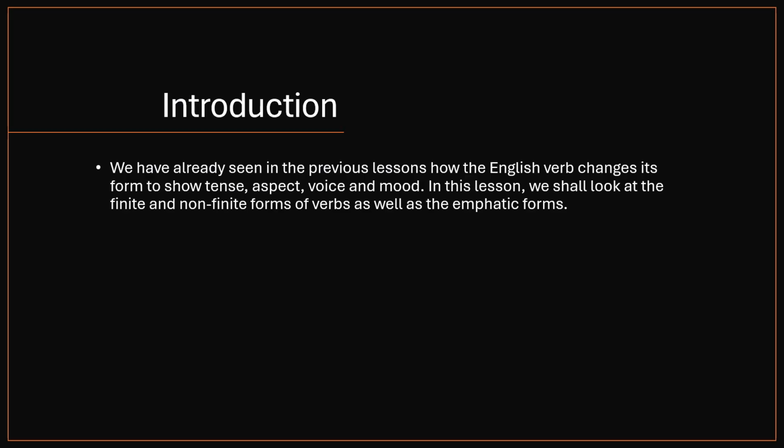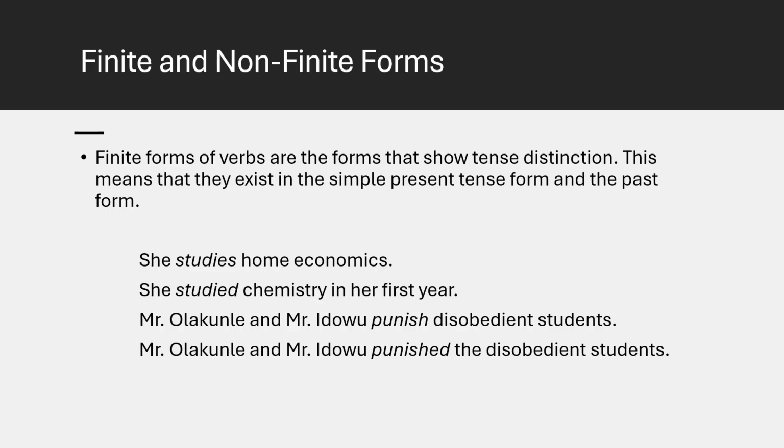also emphatic forms. Now we have already seen in the previous lesson how the English verb changes its form to show tense, aspect, voice, and mood. We have also spoken about the modal verbs, and of course, still affected by tense. So in this lesson, we shall look at the finite and non-finite forms of verbs as well as the emphatic forms. So let's look at finite and non-finite forms.